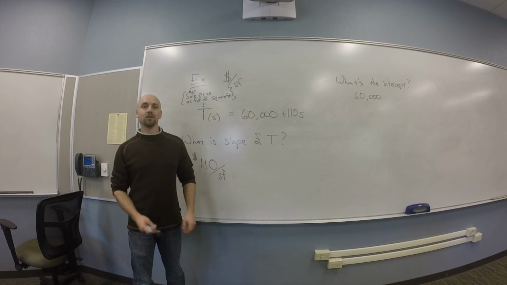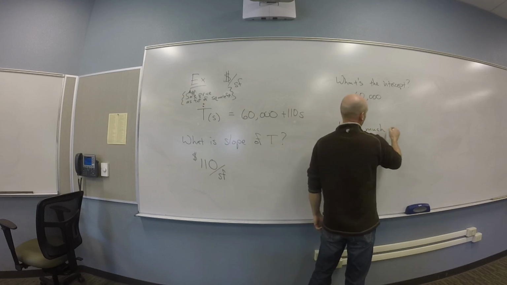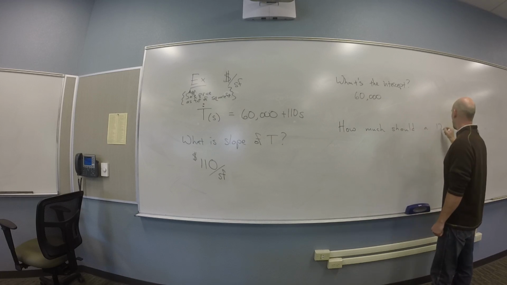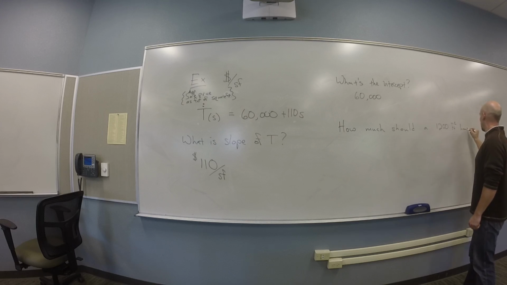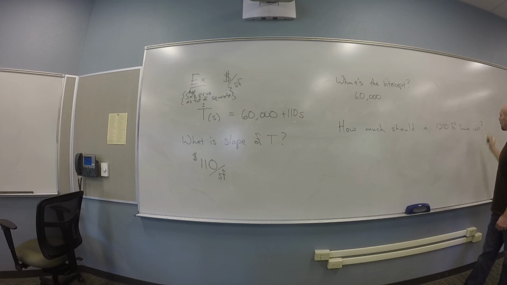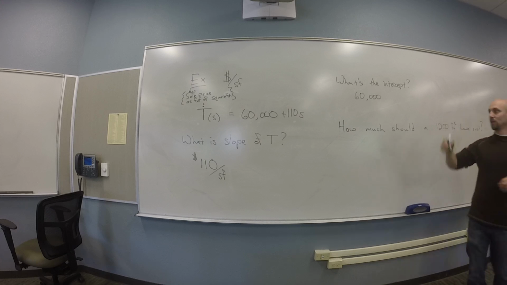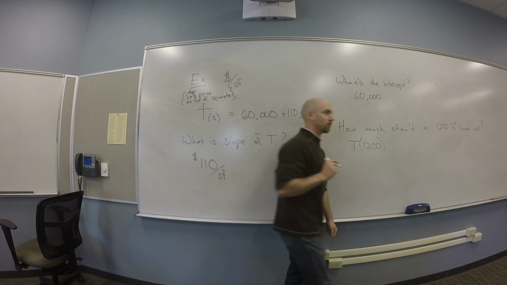You guys see that? So then we can answer some more questions, which is like, how much should a 1,200 square foot house cost? Equals math, right? So what's the math you're gonna do? We're gonna substitute 1,200 in for S. Okay, so you're gonna do T of 1,200, right? You guys with me on that?